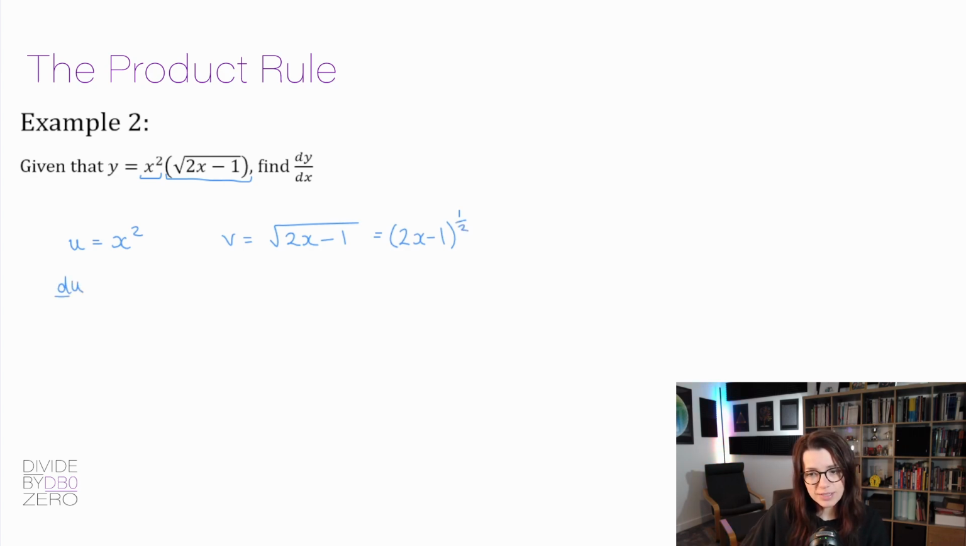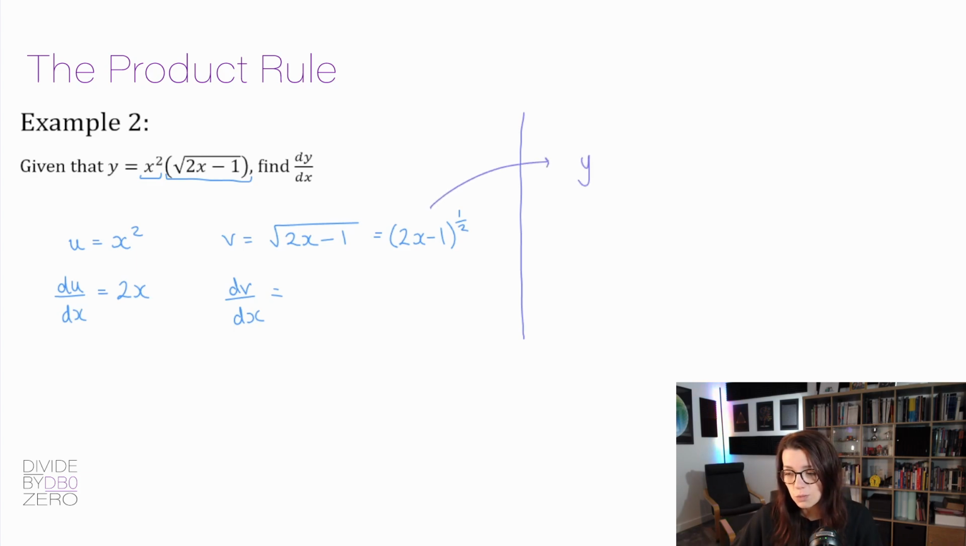du/dx we can do straight away, pretty straightforward, it's just 2x. But to find dv/dx, we might actually want to do a chain rule on the side. By this I mean literally draw a line down the side of your page so that the working is completely separate, and then use the chain rule to work out this derivative. So if we say y equals u to the power of a half, where u is 2x minus 1, then we can work out this derivative.